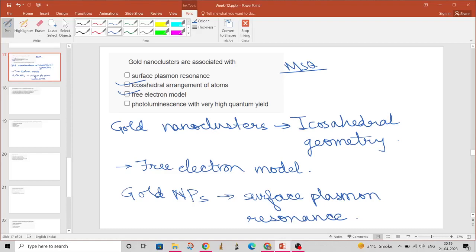PL with very high quantum yield, they do not show PL with high quantum yield. Their quantum yield is in the order of 10 to the power minus 5, which is very less as compared to other particles. So we cannot say it is high quantum, it is very less quantum. This is also wrong. So for this question, gold nanoclusters are associated with icosahedral geometry and free electron model.